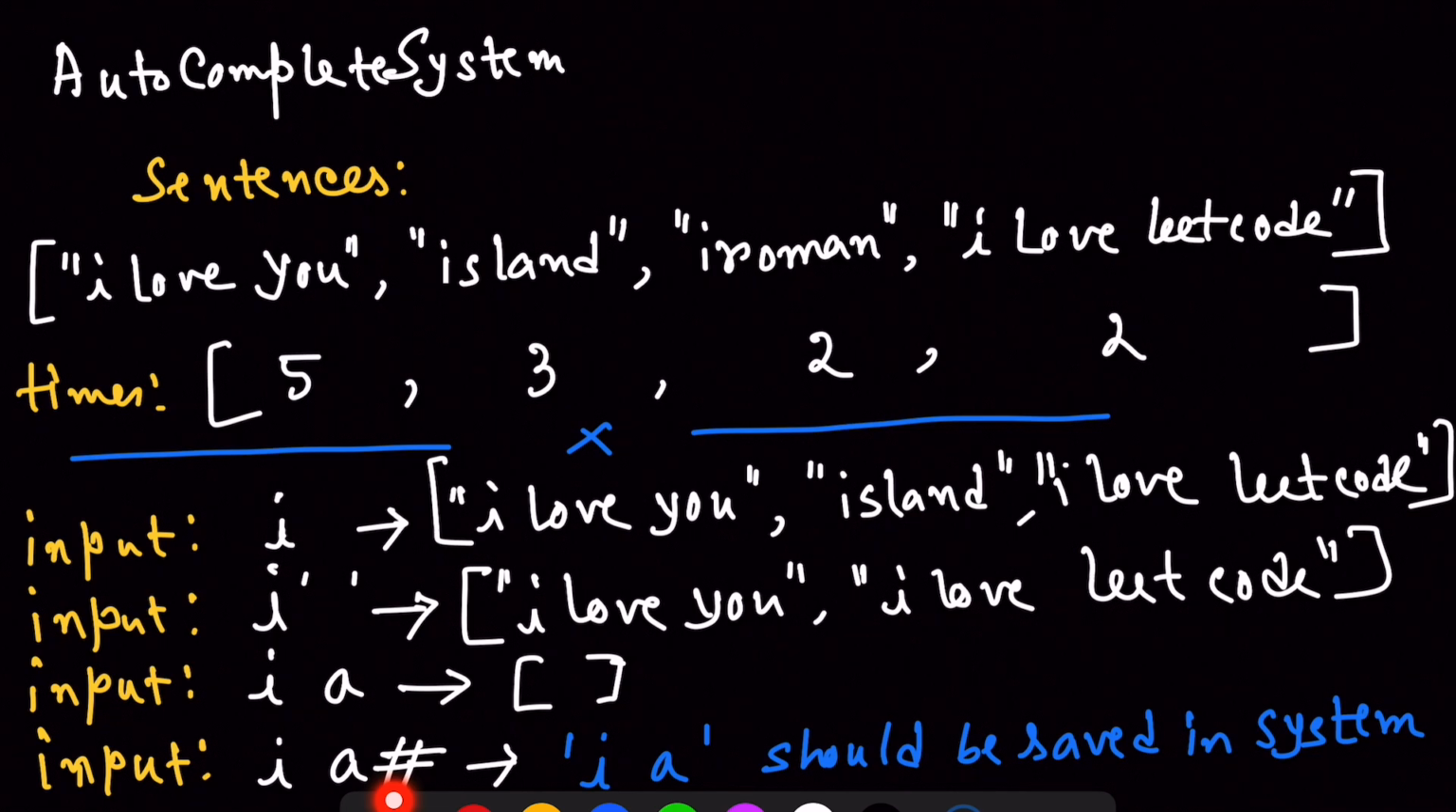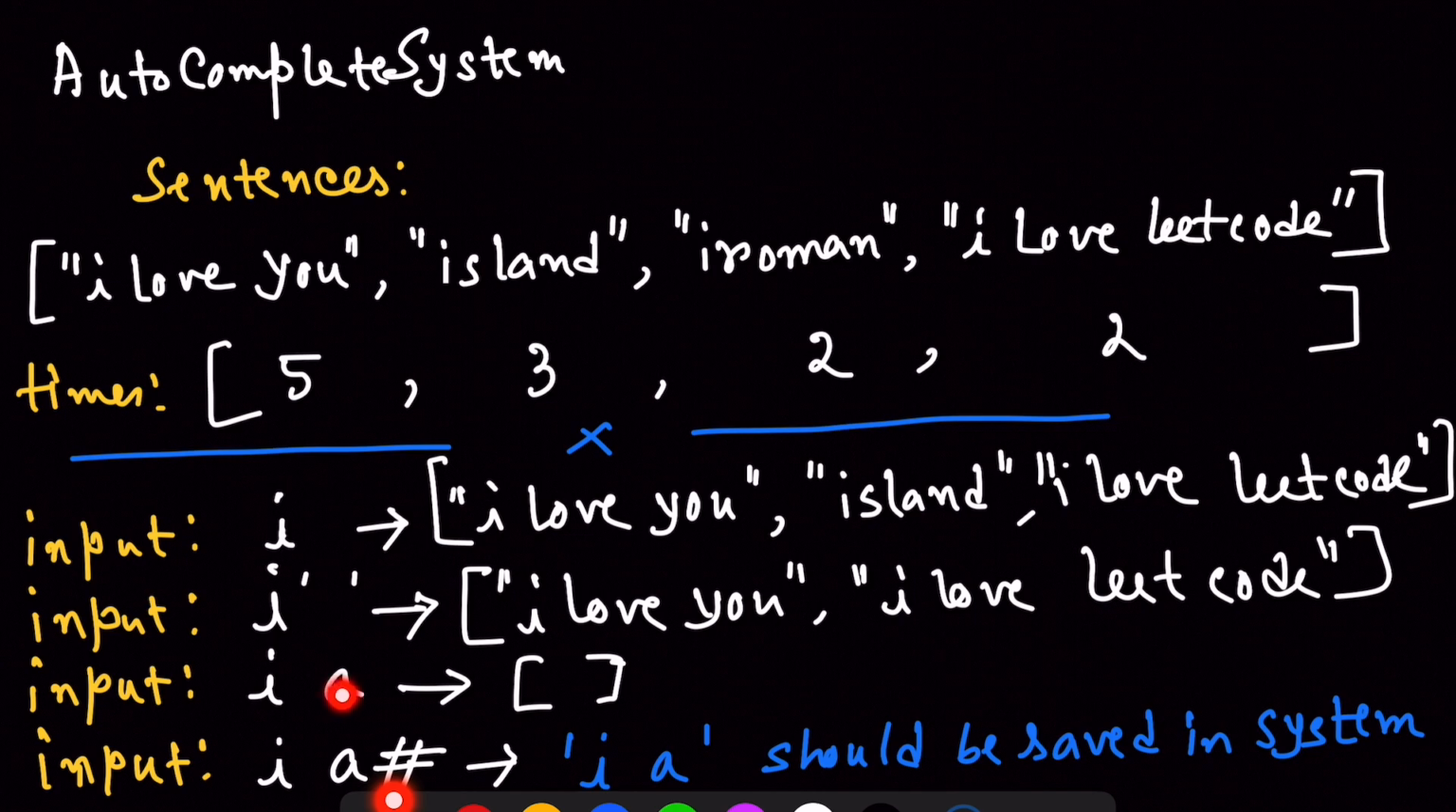Next input we are getting is a space. We already had I and we are getting a space. So how many sentences start with I space? This one and this one: I love you and I love Leetcode. So that will be our result. We don't even have 3 results to output. So whatever, we just had 2, we'll just output 2.